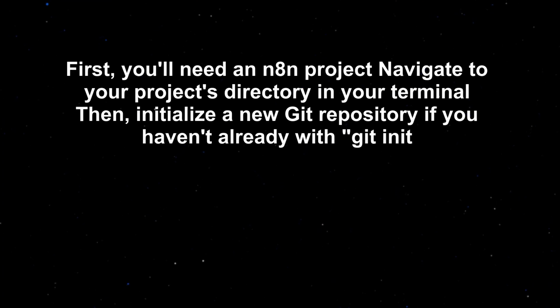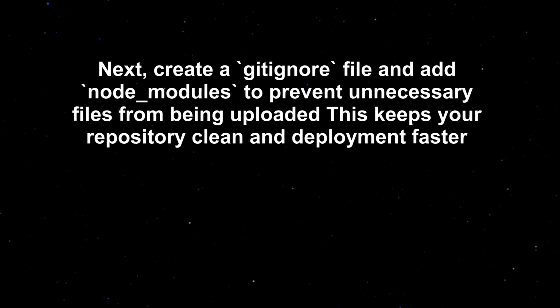Navigate to your project's directory in your terminal, then initialize a new Git repository if you haven't already with git init. Next, create a .gitignore file and add node_modules to prevent unnecessary files from being uploaded. This keeps your repository clean and deployment faster.